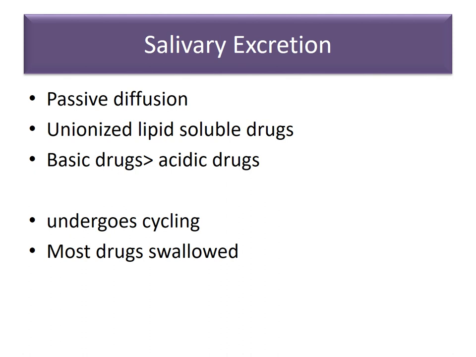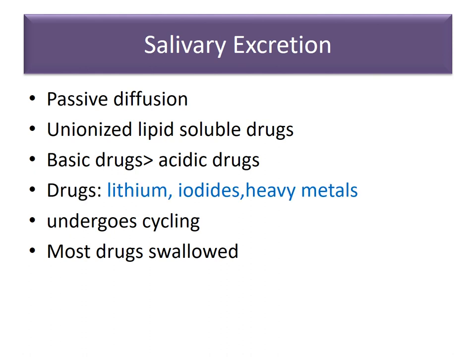Now salivary excretion, again a passive diffusion. Unionized lipid soluble drugs will be excreted, and basic drugs are more excreted through saliva, but it undergoes cycling. Only a small amount, less than 1%, will be excreted through saliva, because we swallow our own saliva. We don't spit saliva much, so there is no clinical importance, but some drugs can be excreted through saliva, such as lithium, iodides and heavy metals. If we have these drugs in our saliva, their amount will be there, but we usually swallow our saliva, so cycling occurs.